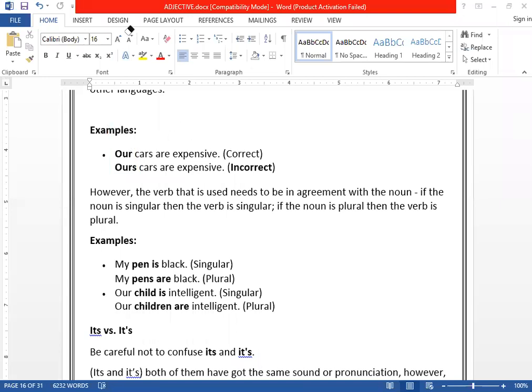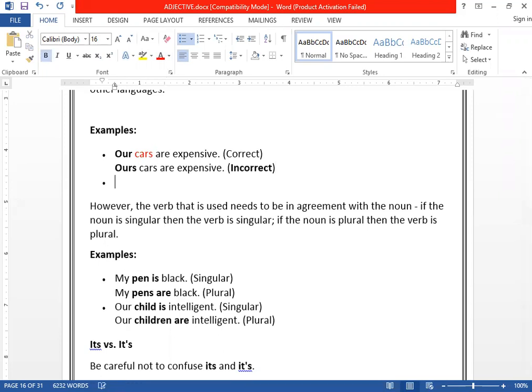Look at this one now. Our cars are expensive. What have we used? Our cars are expensive. So we have used our cars. Our is a possessive adjective. We cannot say ours cars. Why? Because ours is a pronoun. We call it a pronoun. And after a pronoun, we do not use a noun. Excellent. We will say ours are expensive.